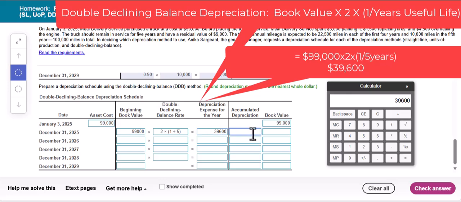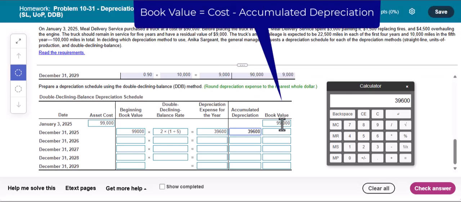So in the first year here, the accumulated depreciation again stays the same, 39,600, because the year before we did not have any depreciation on it. And then we'll subtract the 39,600 from the 99,000 in order to get a total of 59,400 book value here at the end of 2025.